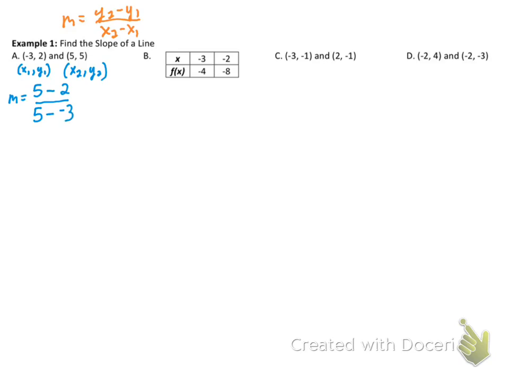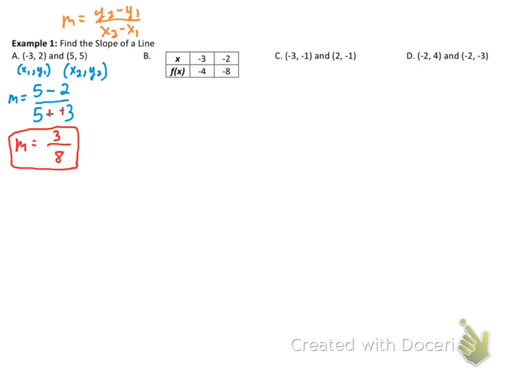Okay? Couple things to notice. I started with the second coordinate, so both the top and the bottom had to start with my second coordinate. All right? So, now to simplify it, I'm going to notice on the denominator, I'm taking 5 minus negative 3. So that's going to be 5 plus 3. So my slope here is going to be 5 minus 2, which is 3, over 5 plus 3, which is 8. There's nothing to simplify there. So my slope between these two coordinates is 3 over 8.